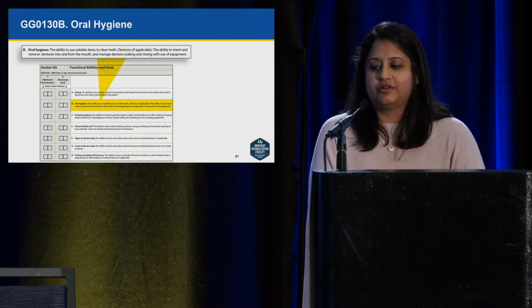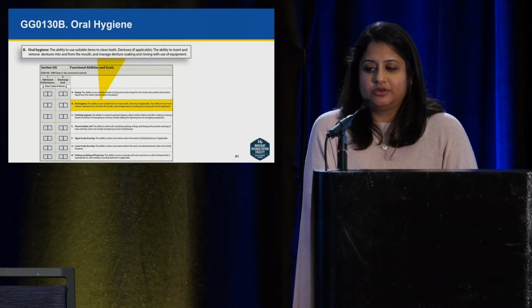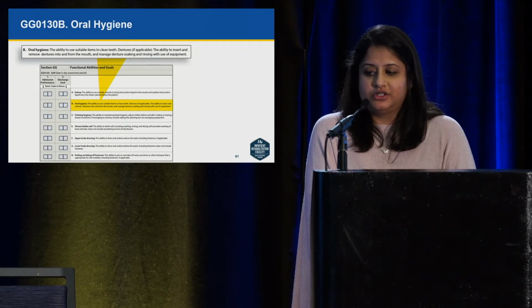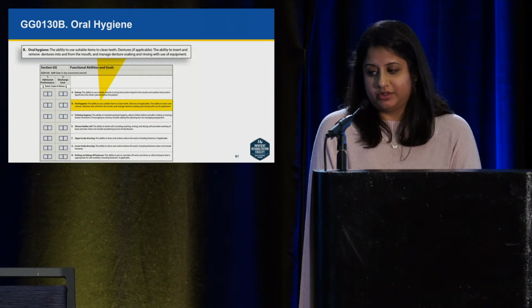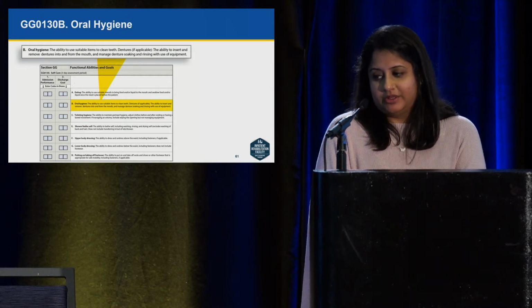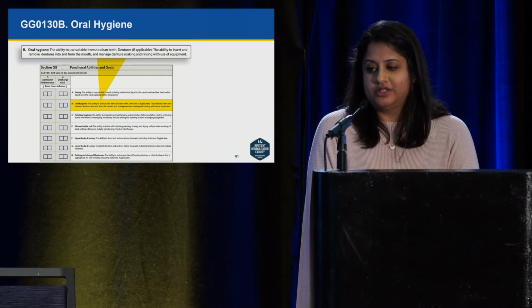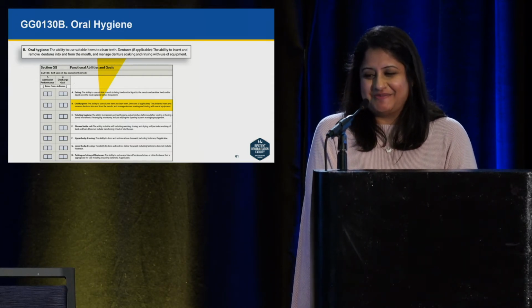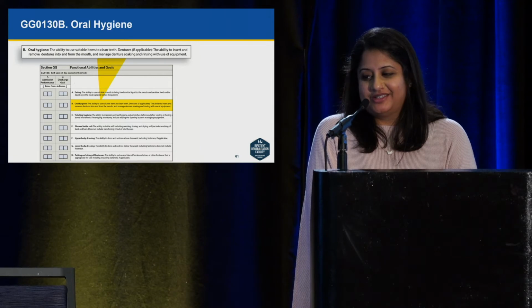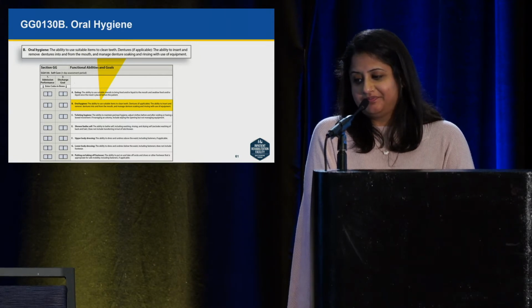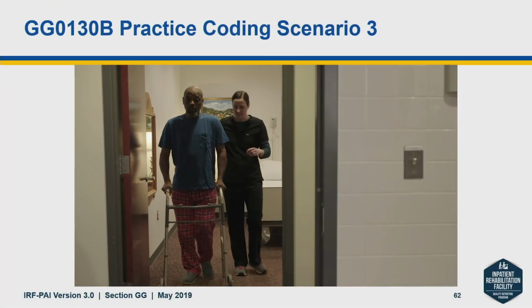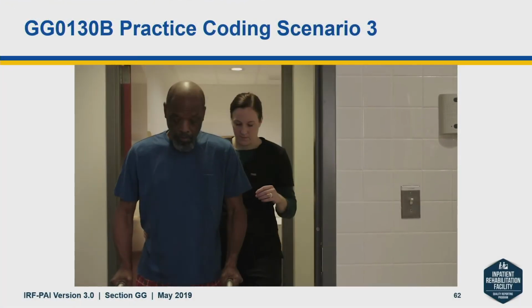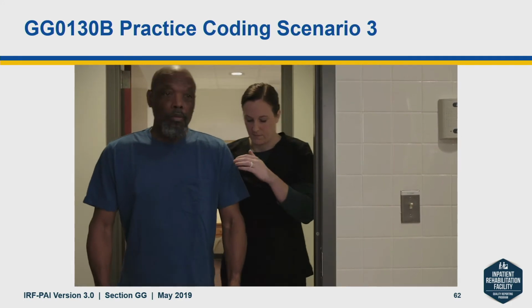Okay, next we have oral hygiene, GG0130B, and this is the ability to use suitable items to clean teeth, dentures if applicable, the ability to insert and remove dentures into and from the mouth and manage denture soaking and rinsing with the use of equipment. And we're going to watch a quick video and practice coding it at the end. Here you see the helper providing steadying assistance to Mr. Smith as he walks to the bathroom using his walker.